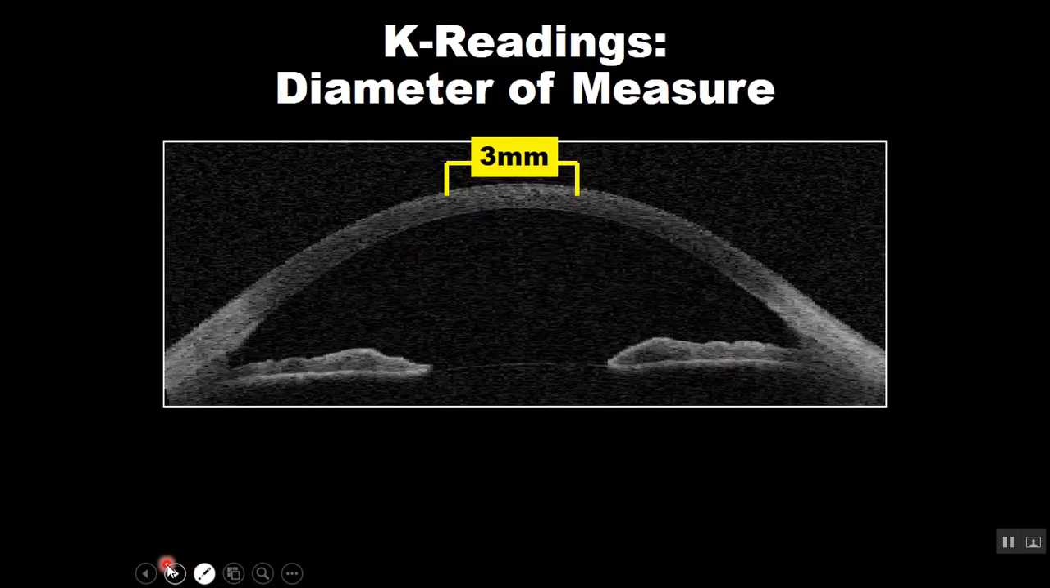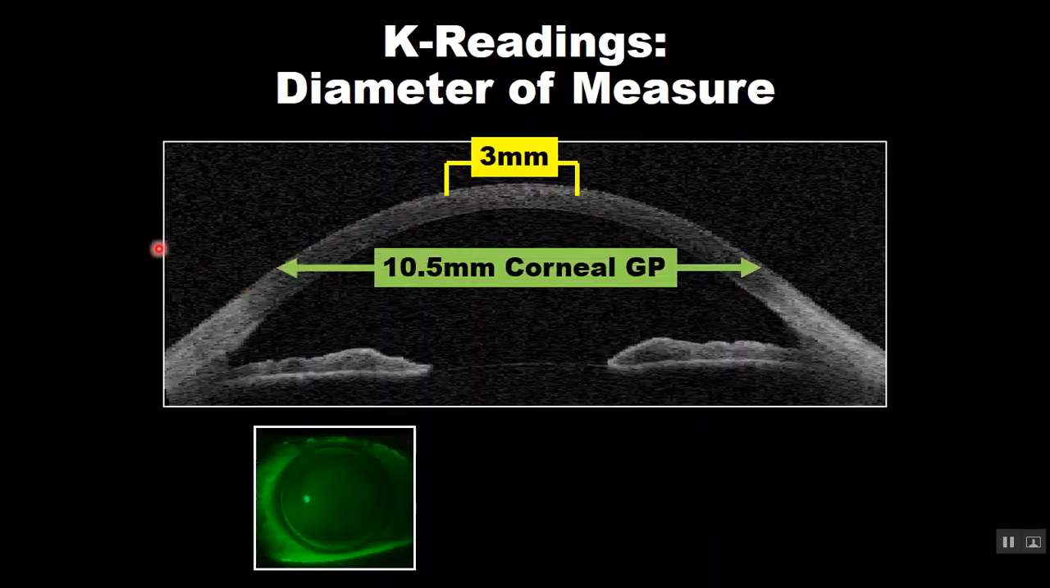K readings, of course, give us such a limited area of the cornea, 3 millimeters of the center. They give us nothing inside of 3 millimeters. They give us nothing outside of 3 millimeters. So if we're fitting a 10.5 corneal GP or an 11 millimeter Ortho-K lens, we're missing a lot of corneal data to be able to construct our lens.